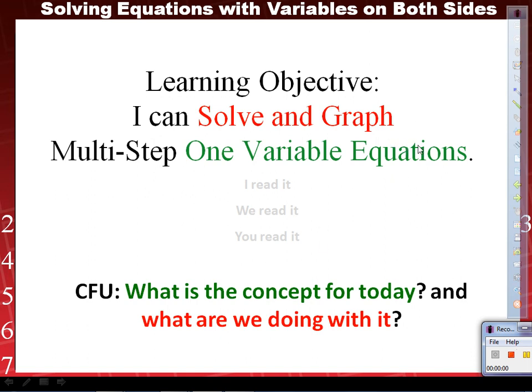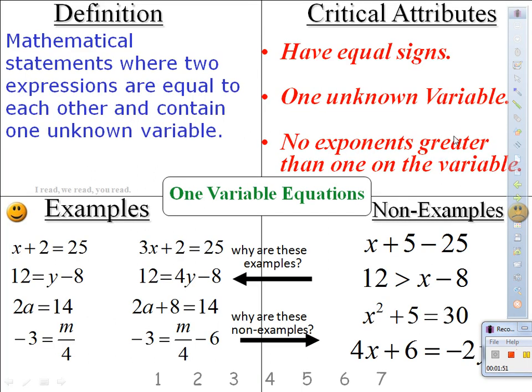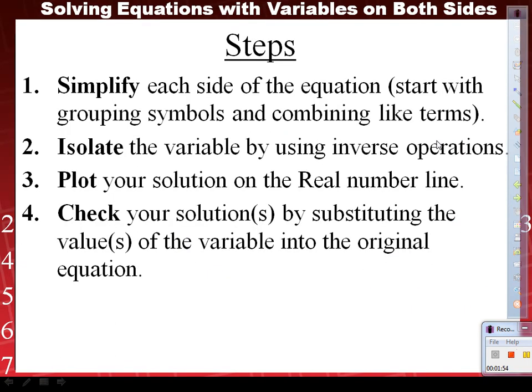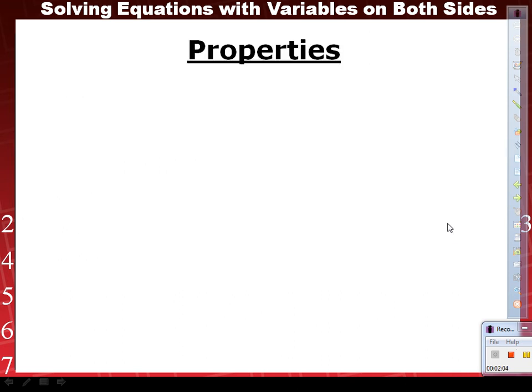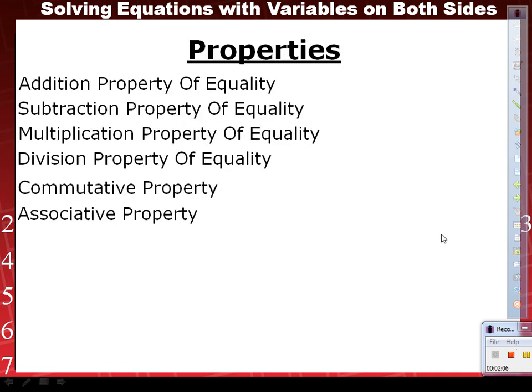So, we don't need a Frayer model because we already know what they are. How about the process that we're using? Simplify, isolate, plot, and check. We're still using that. Okay? So, the properties that we covered, there they are.